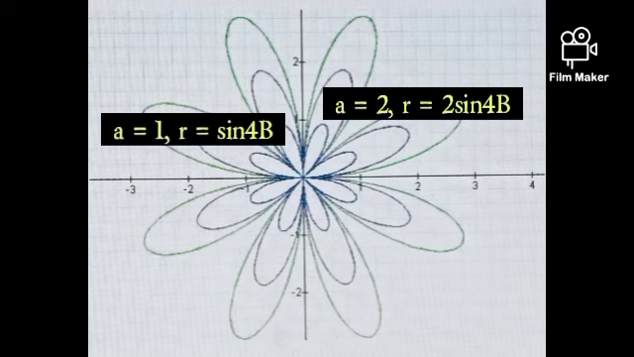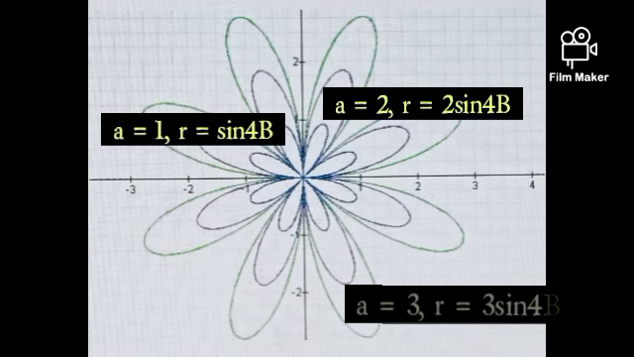And the difference of this rose from the rose with polar equation r = sin 4θ is that the leaf of the rose for the polar equation r = 2 sin 4θ is longer.